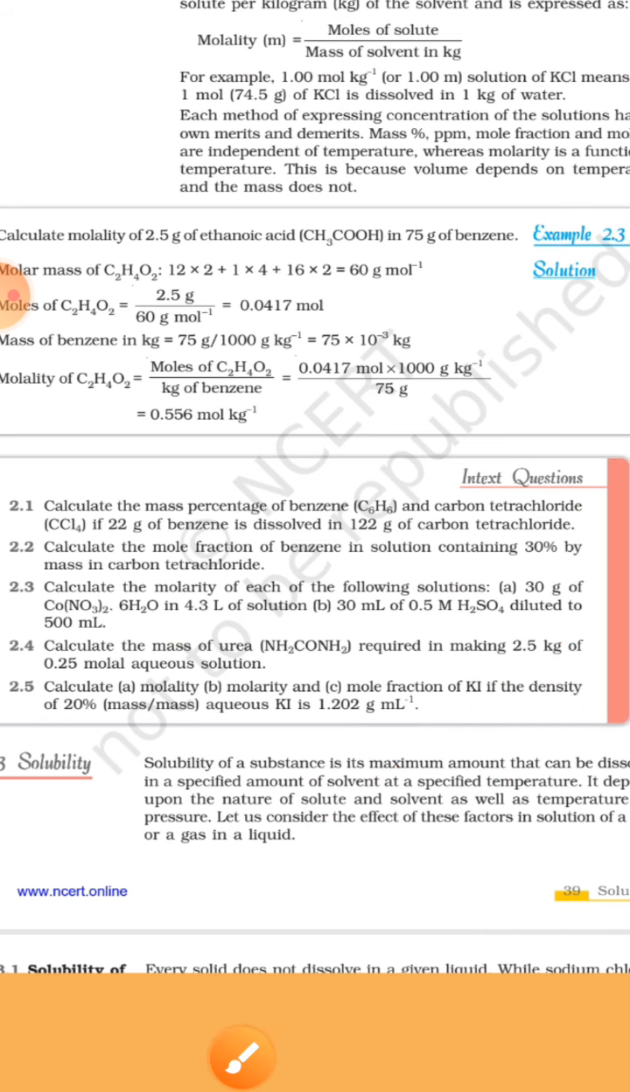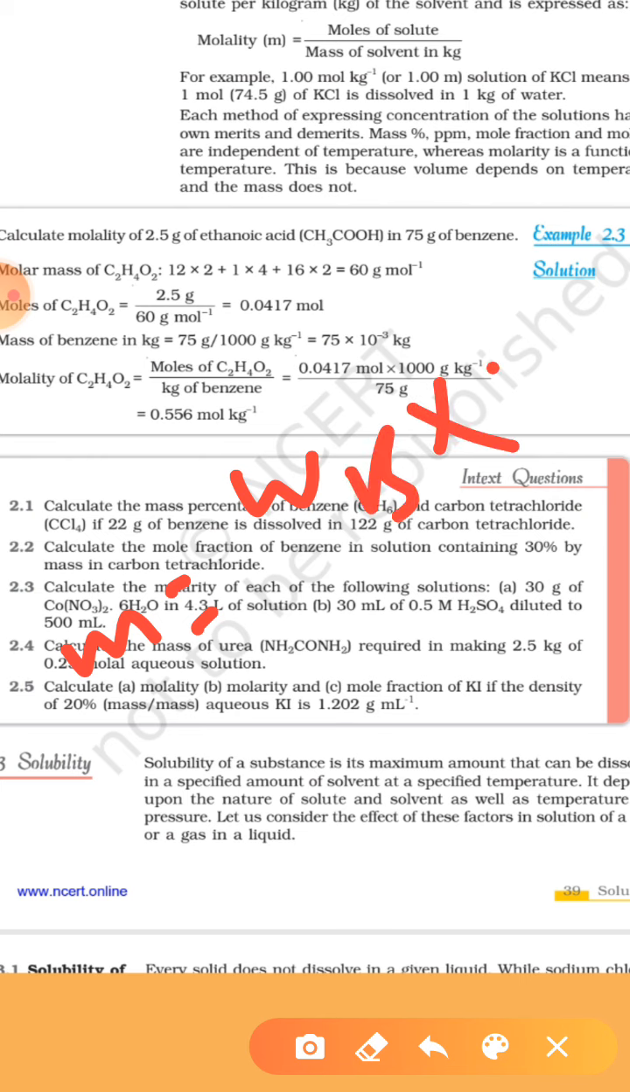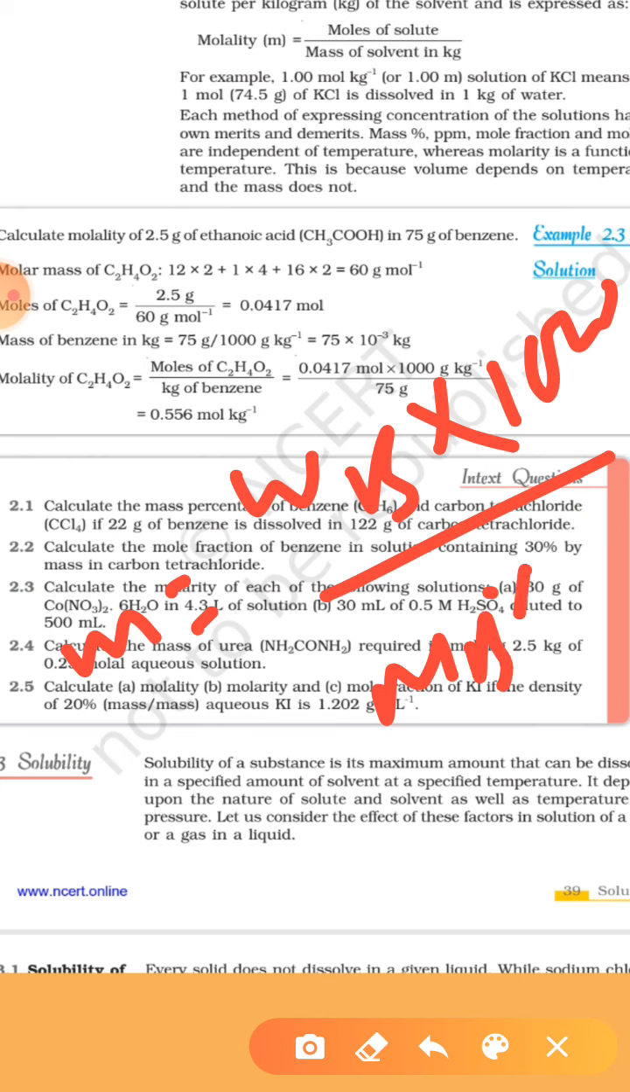Our next question: calculate the mass of urea required in making 2.5 kg of 0.25 molal aqueous solution. In this question we also take the same type of formula, that is M equal to WB into 1000 upon MB into WA.